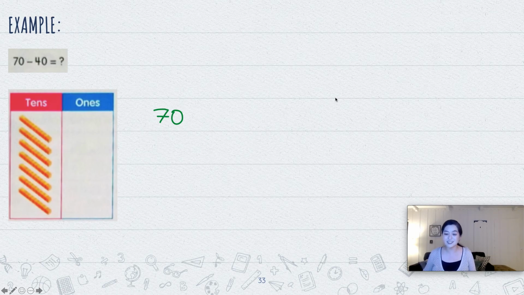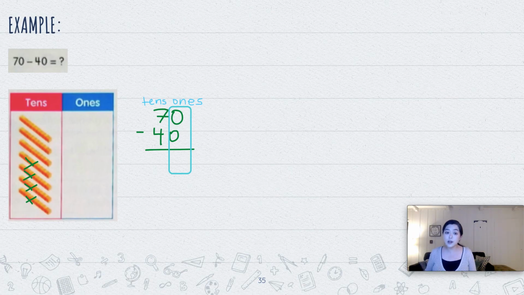So it is 70. All right, we're going to subtract 4 tens. 1, 2, 3, 4, 4 tens. And I'm going to write it like this, minus 40. I'm making sure all my ones are stacked on top of one another and all my tens are stacked on top of one another.